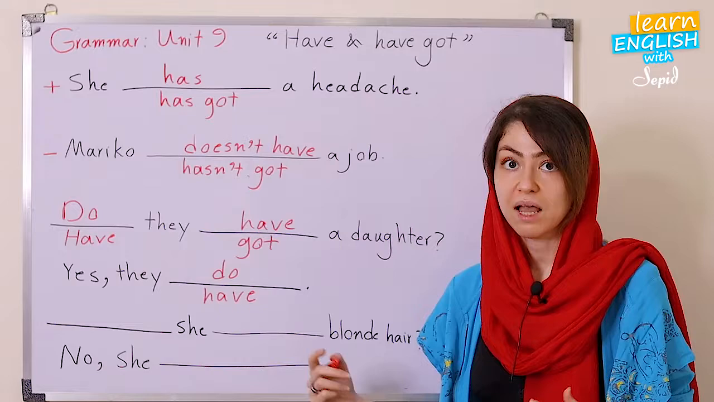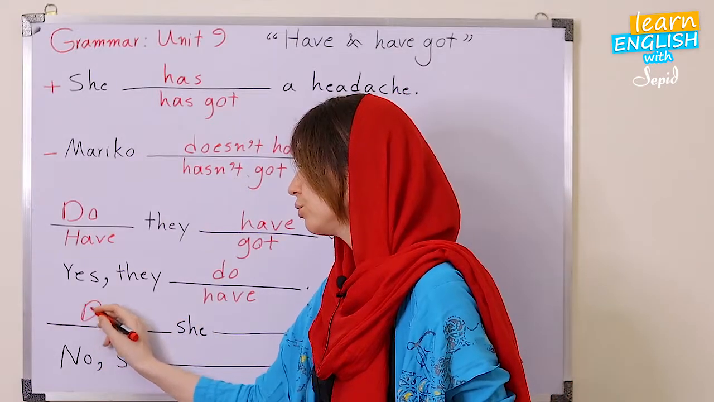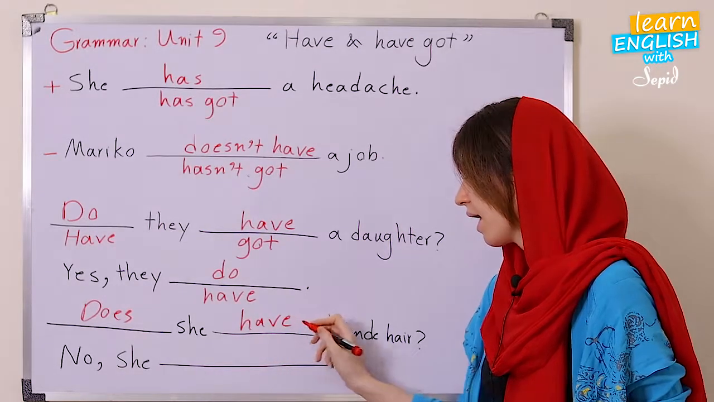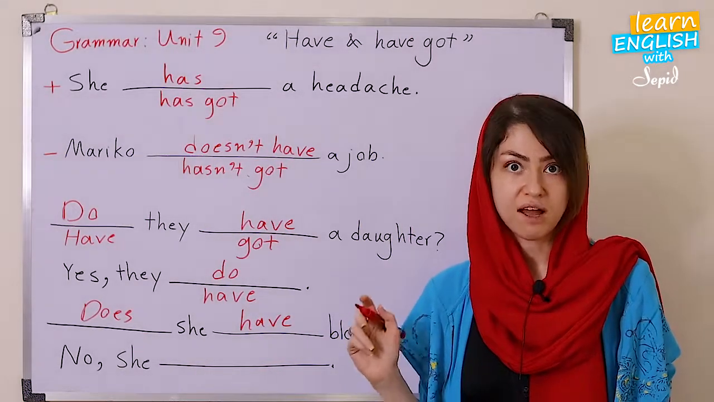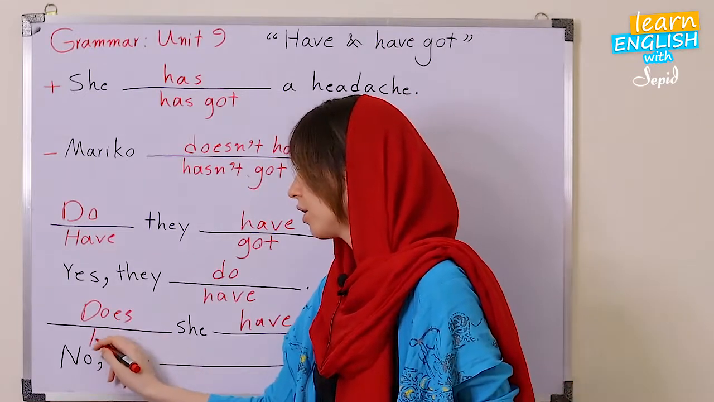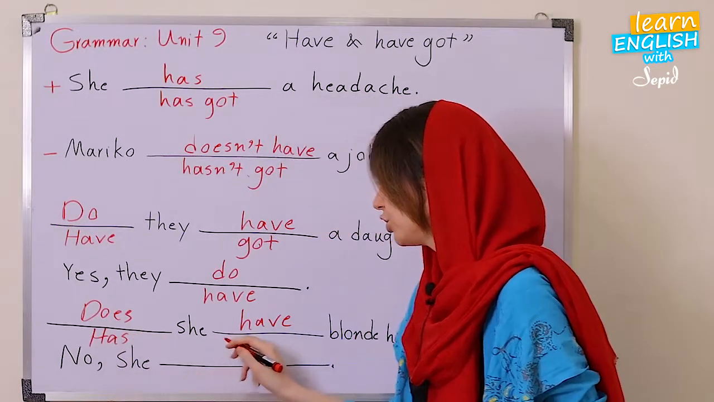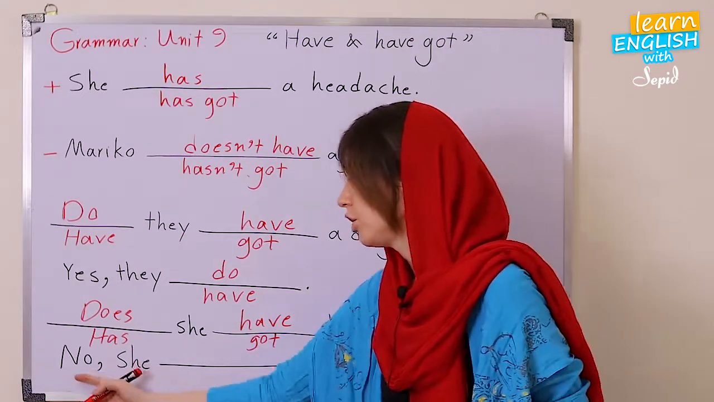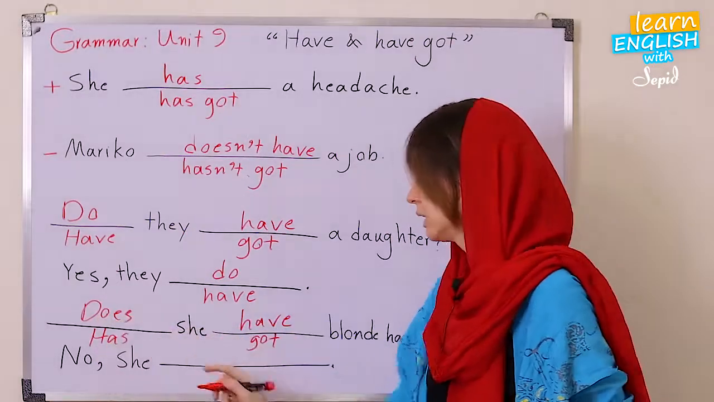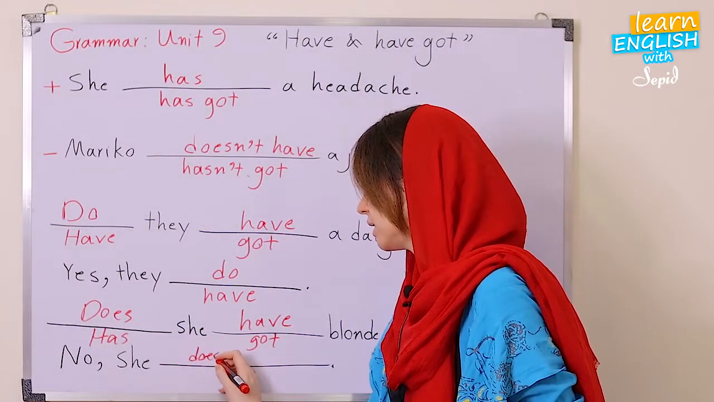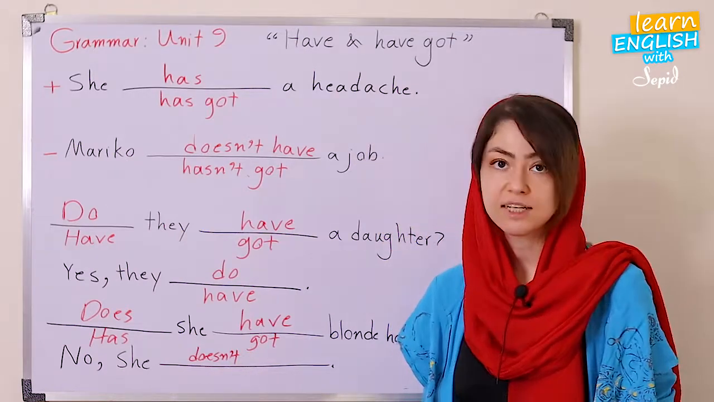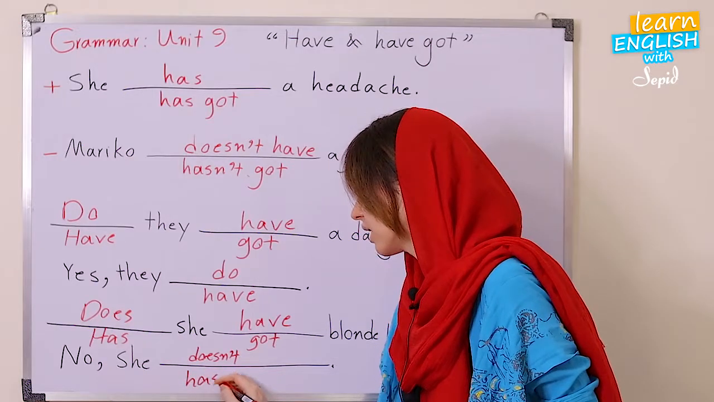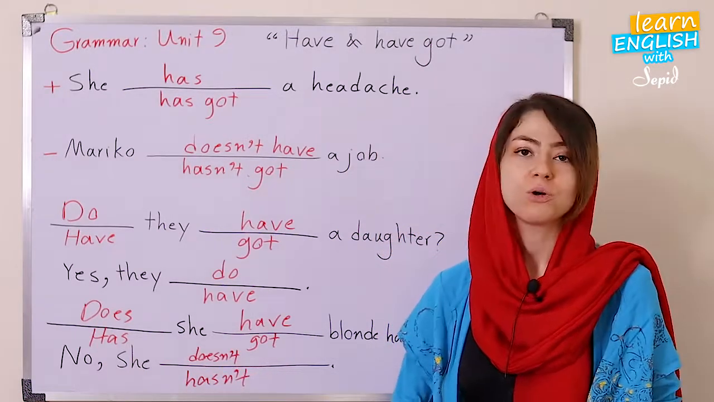Let's go to the next form. For she, now question form. For she, we should use does. Does she have blonde hair? Or has she got blonde hair? So no, she doesn't. Or no, she hasn't. So that was all about this part.